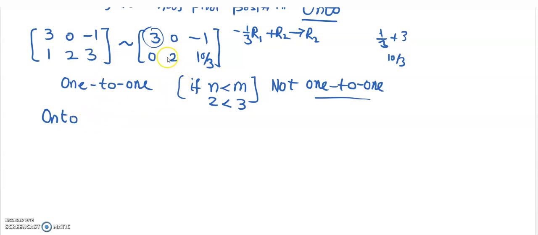For onto transformation, we can see that both these rows have the pivot positions. So this will be an onto transformation. Now for the third case, if we have a matrix something like 1, 3, minus 1, 0, and then 3, 3.